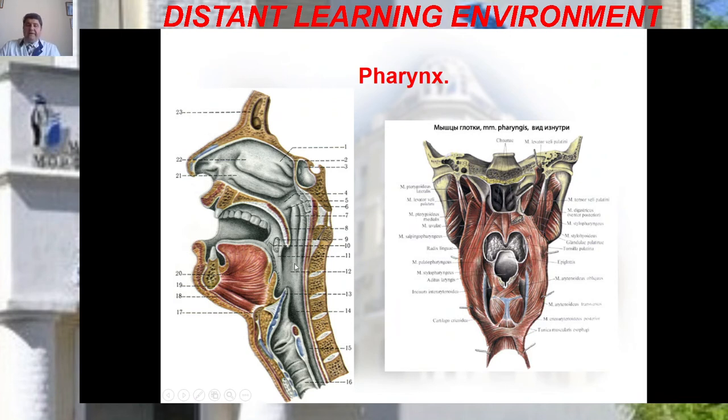So it is covered with the mucous tunic here, with lymphoid nodes. Also it has muscular layer with constrictors. There are 3 constrictors here.